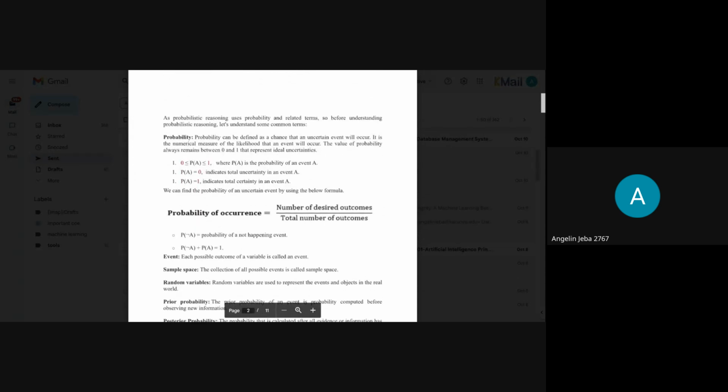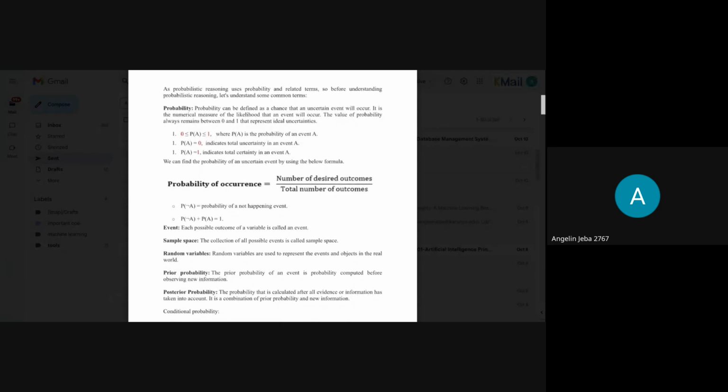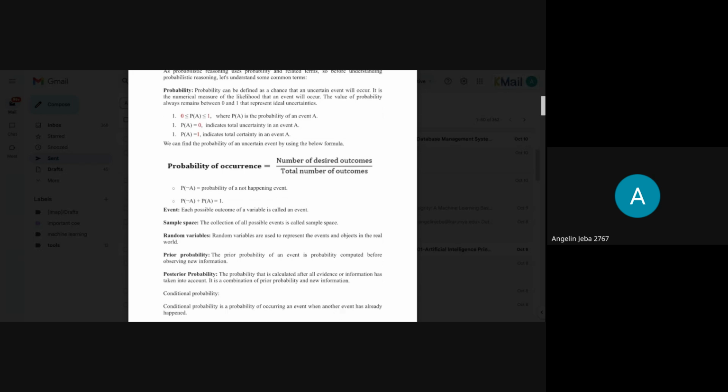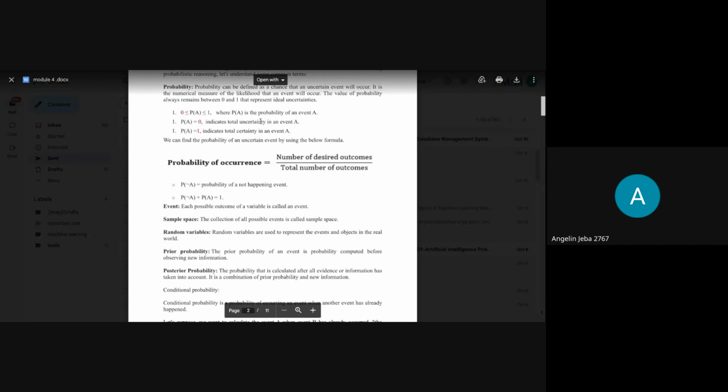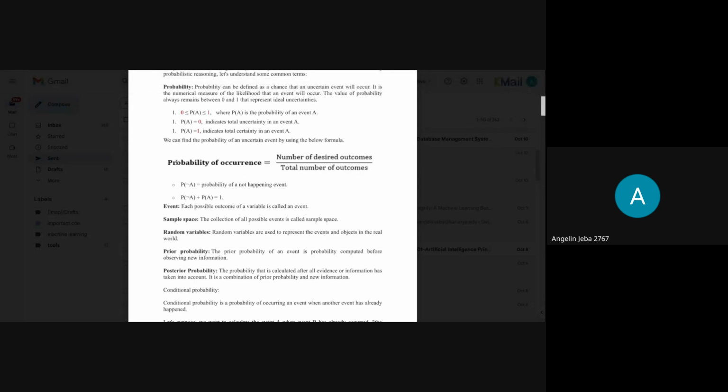So what is probability? It can be defined for any uncertain event that will occur, and its value is between 0 and 1. 0 indicates total uncertainty in an event A, and 1 indicates total certainty, that is, it is most likely to occur. The probability of occurrence will be asked in problems. It is the desired number of outcomes divided by the total number of occurrences. And the probability of not A, with the tilde symbol before A, represents the probability of A not happening.